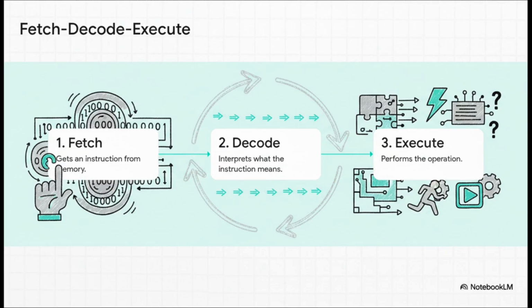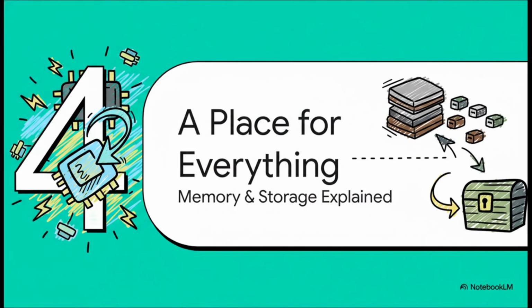It grabs an instruction, figures out what that instruction means, and then it does it. And here's the crazy part. This little dance isn't happening a few times a second. It's happening billions of times every single second. It's just mind-bending. Okay, so when the CPU fetches an instruction, where is it fetching it from?